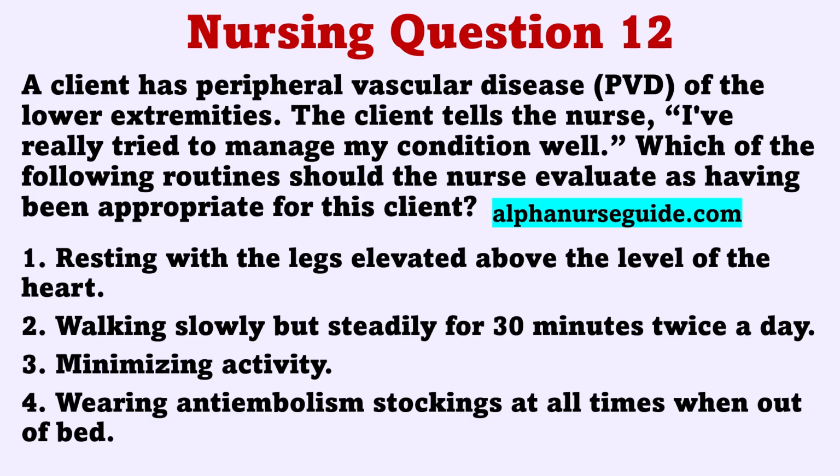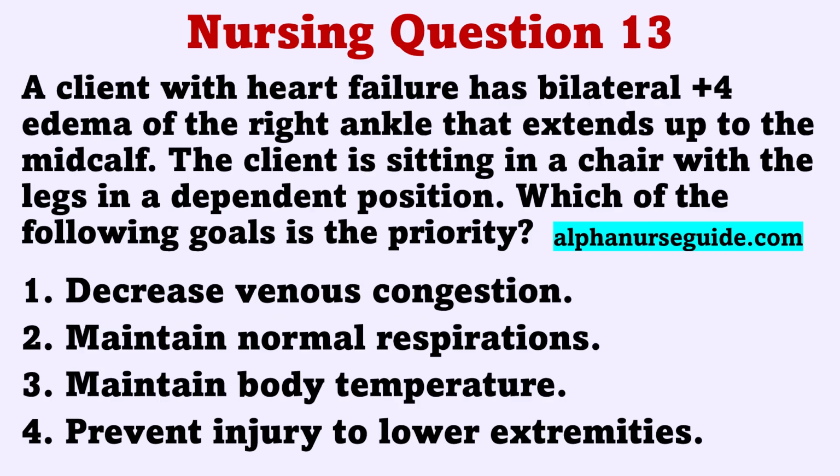The correct answer is 2. Walking slowly but steadily for 30 minutes twice a day. Slow, steady walking is a recommended activity for clients with peripheral vascular disease because it stimulates the development of collateral circulation. The client with PVD should not remain inactive. Elevating the legs above the heart or wearing anti-embolism stockings is a strategy for alleviating venous congestion and may worsen peripheral arterial disease.